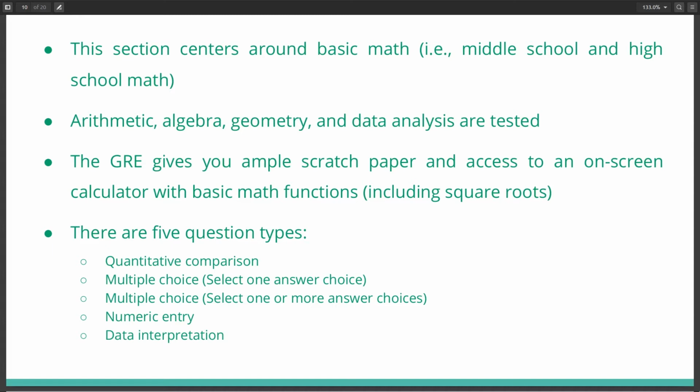In the GRE exam, you will have access to unlimited scratch paper and access to an on-screen calculator with basic math functions. Also, you will be able to calculate the square roots in this on-screen calculator. This section is composed of 5 major question types: quantitative comparison, MCQ with one correct choice, MCQ with one or more correct choices, numeric entry, and data interpretation.